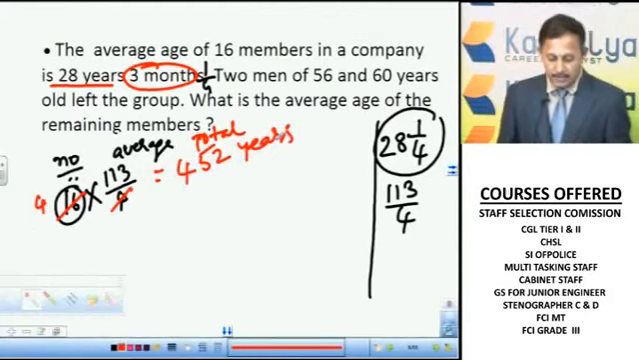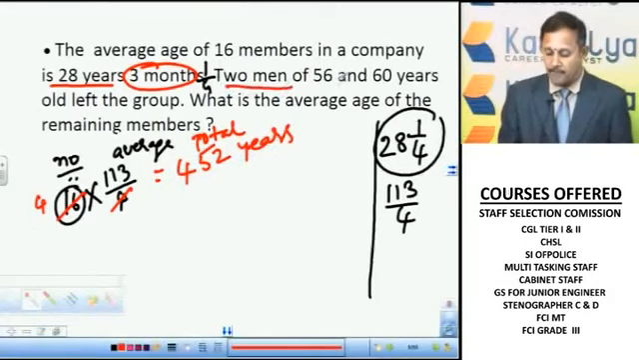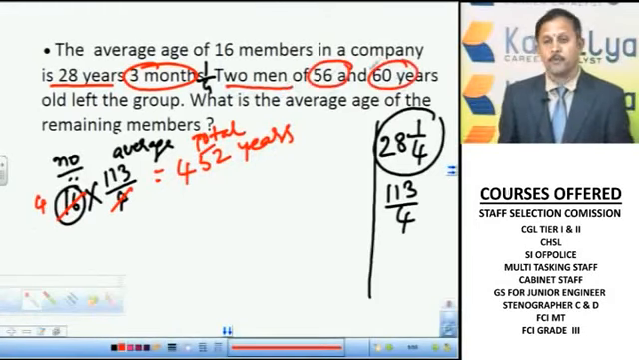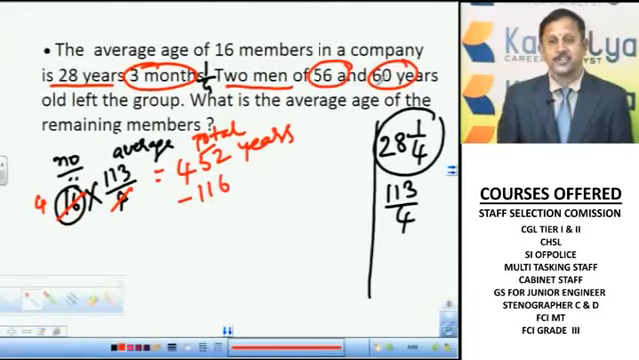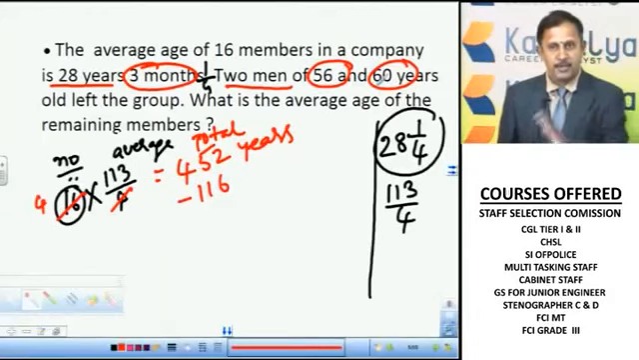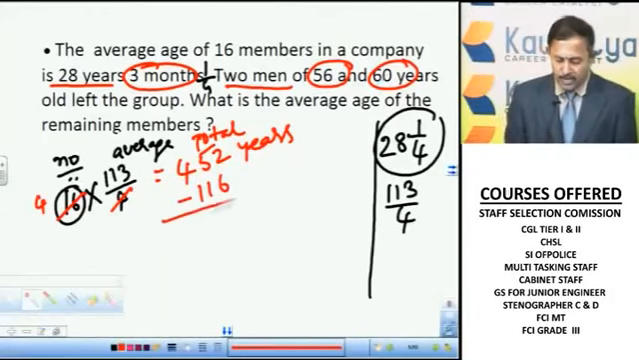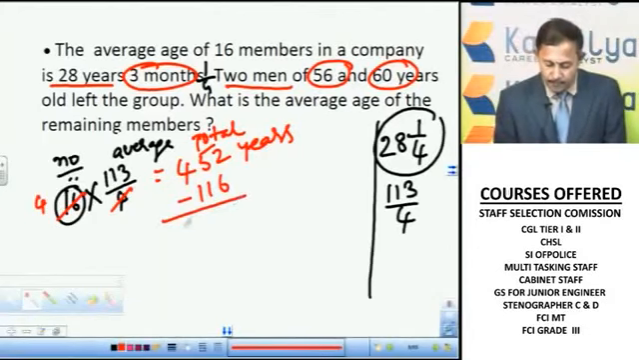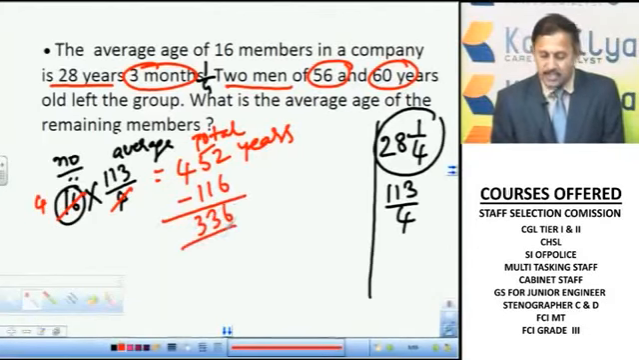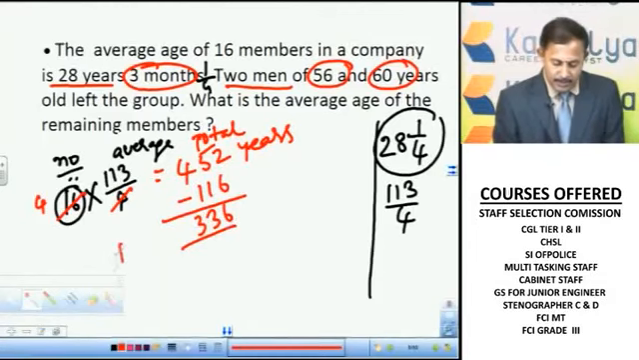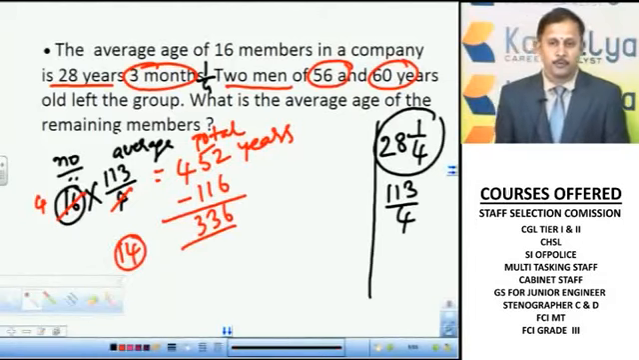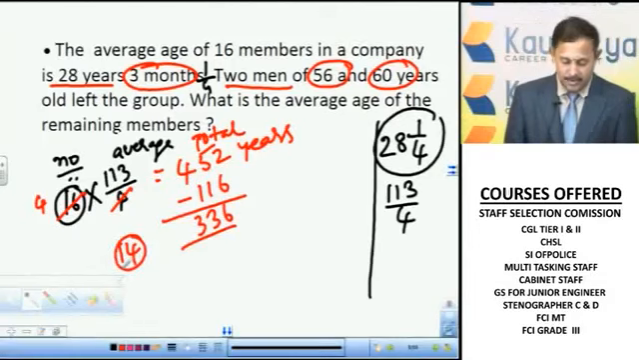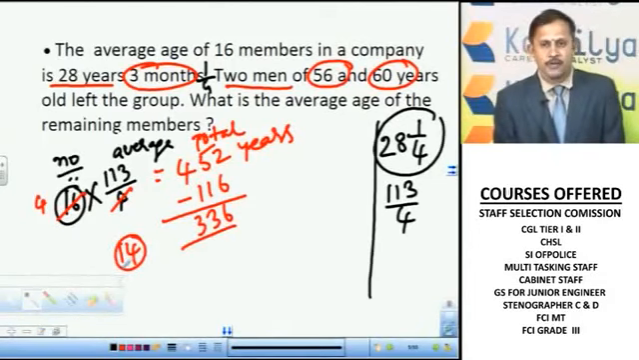So out of 16 members, 2 men of 56 and 60 left the group, or in other words the total age must be reduced by 116. 56 plus 60, 2 men they left, so therefore the total decreases by 116. So here 336 years, that is the total age of the remaining 14 members, because out of 16 members 2 members left the group, so 14 is the current strength, right? So 336, that is the total age of 14 candidates.